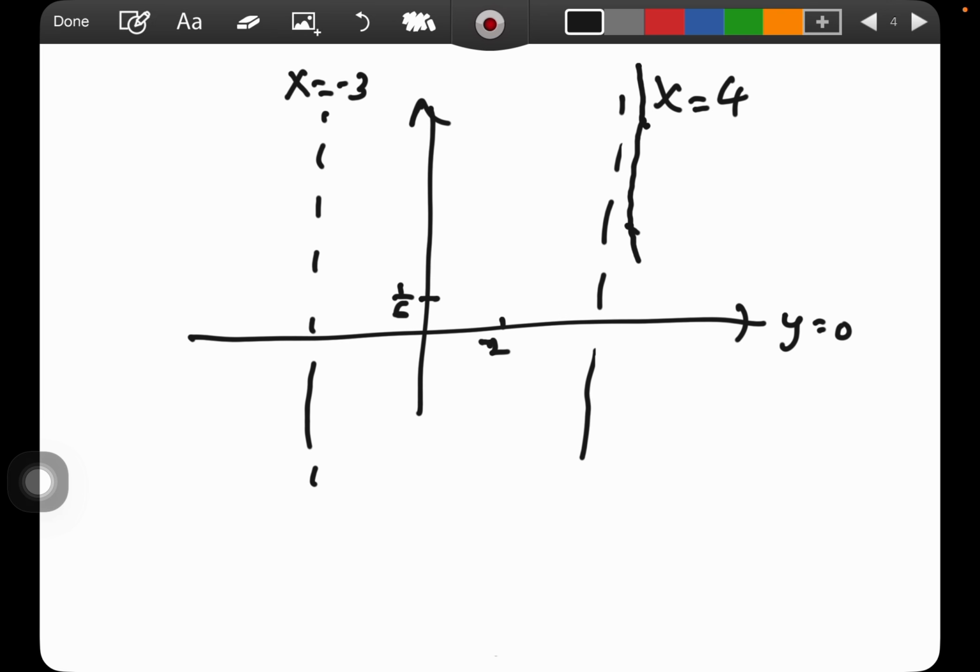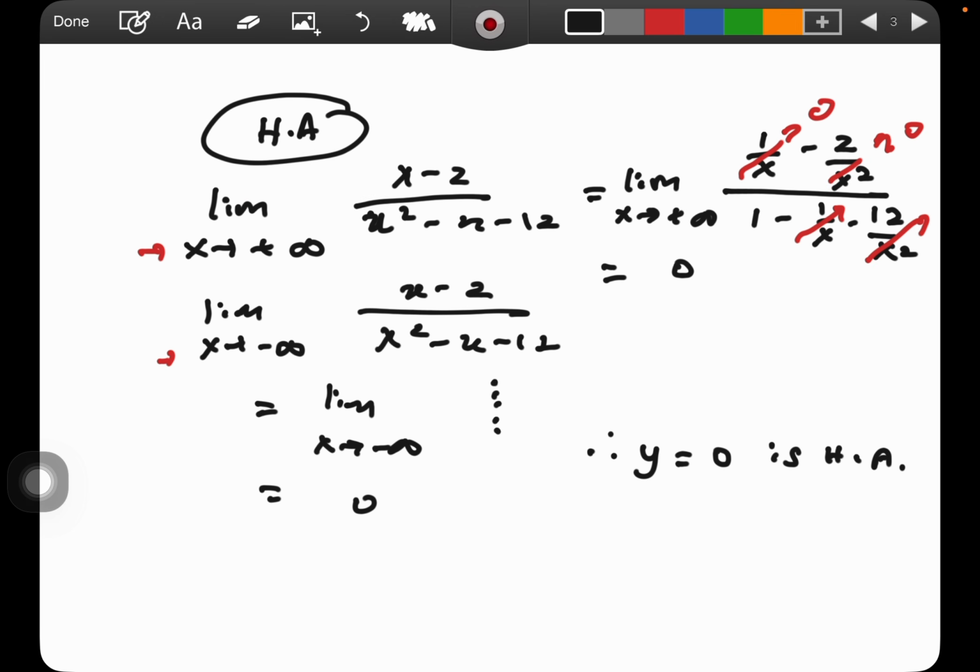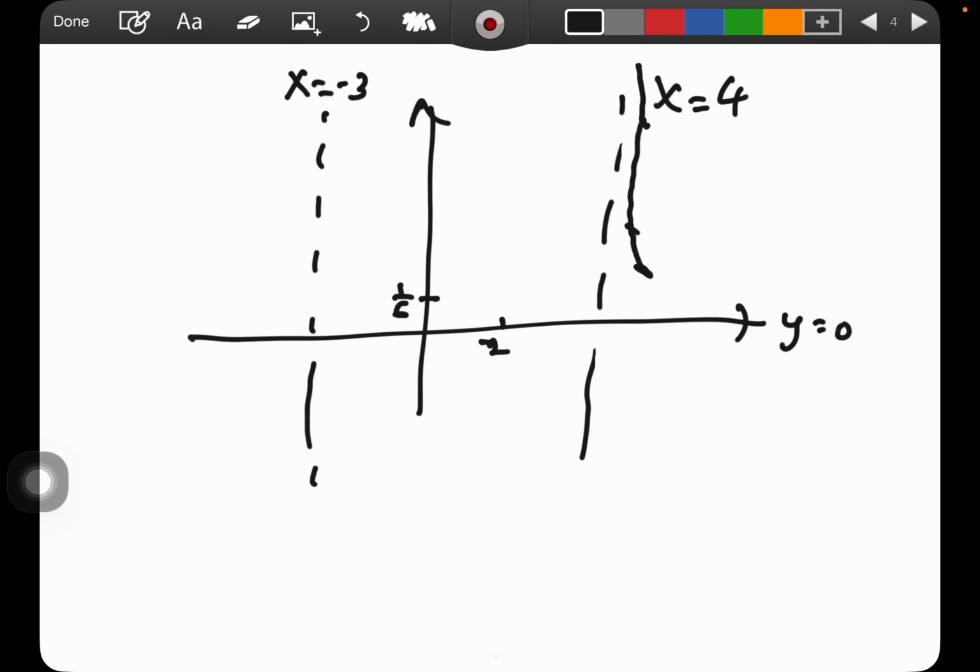Tapi I want to know the behavior of this graph bagaimana. Untuk itu kita tengok x approaching positive infinity, dia ke 0. So berarti the curve here will be approaching 0 as I'm going to positive infinity. Hope you are clear up until there.